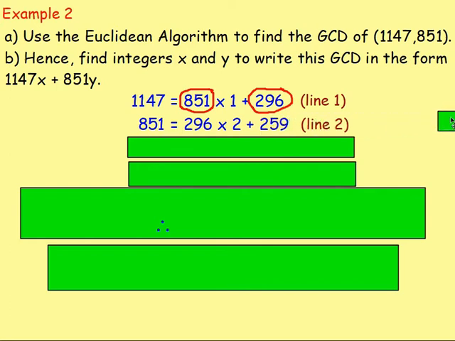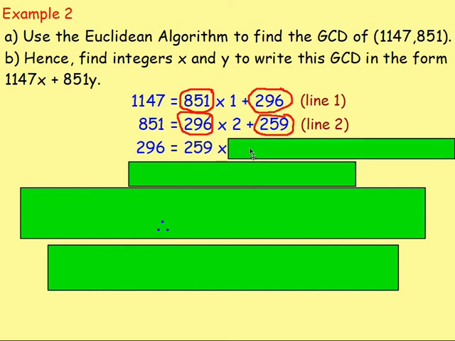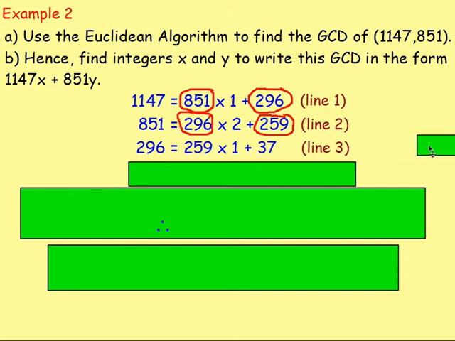And we call that line 2. From there, we want to take the next number, so take that 296 and write that in terms of the new remainder. So 296 will be equal to 259 times something. That there, you could just fit in 1. And you would have a remainder of 37. Perfect. And we call that line 3.